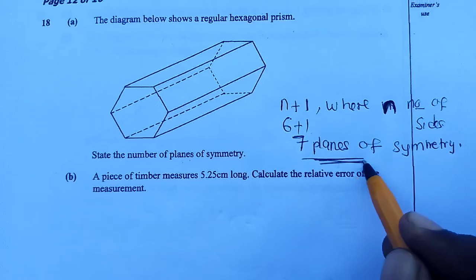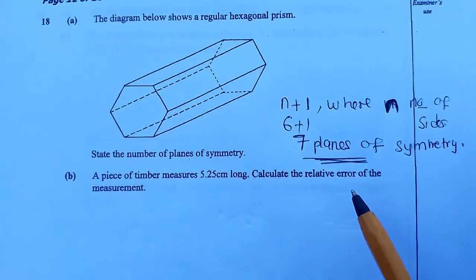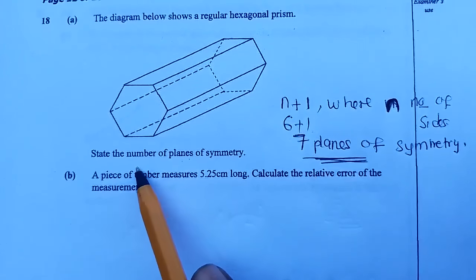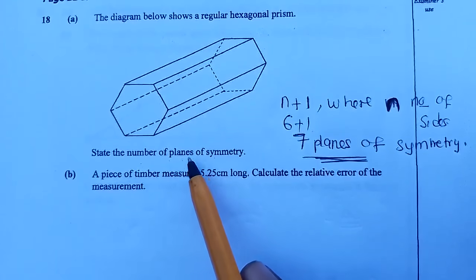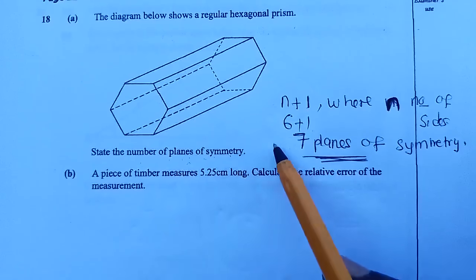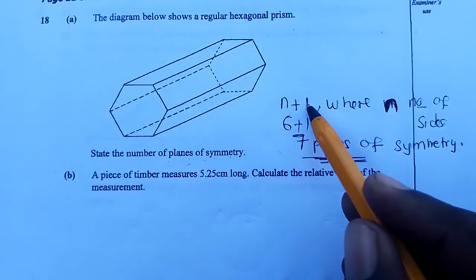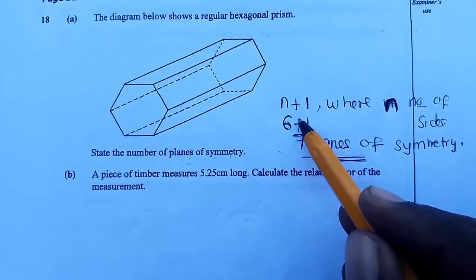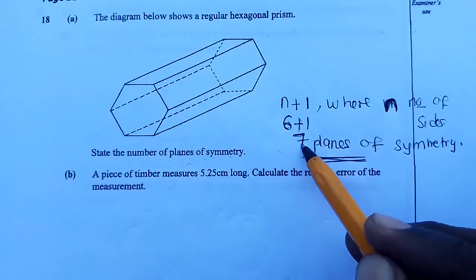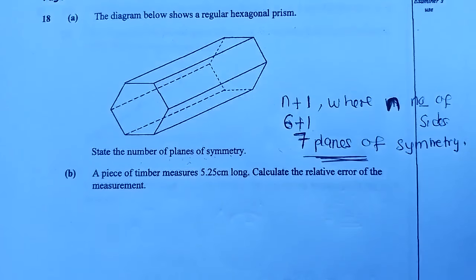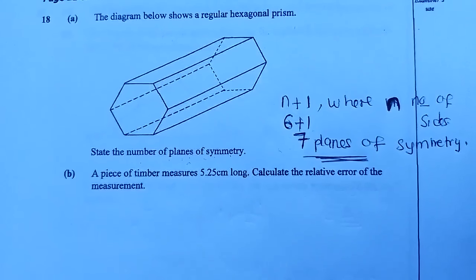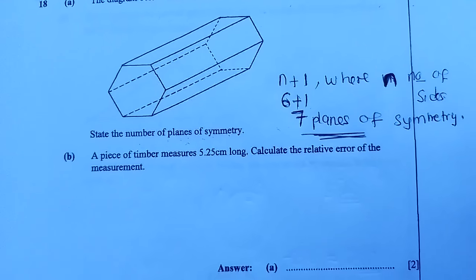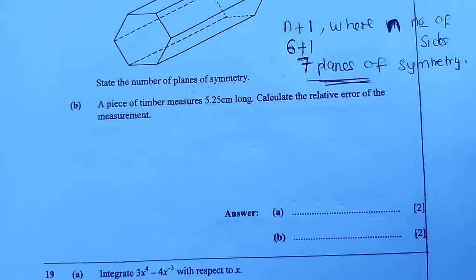So let's make sure we get this. We understand this formula. When you're told to find the number of planes of symmetry, you say n plus 1. N is the number of sides. Hexagon has got 6 sides. So 6 plus 1, we've got a 7. 7 planes of symmetry. This is what you need to understand. Then I move to the other part.